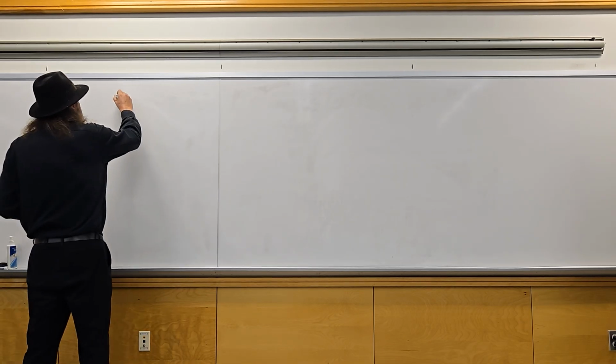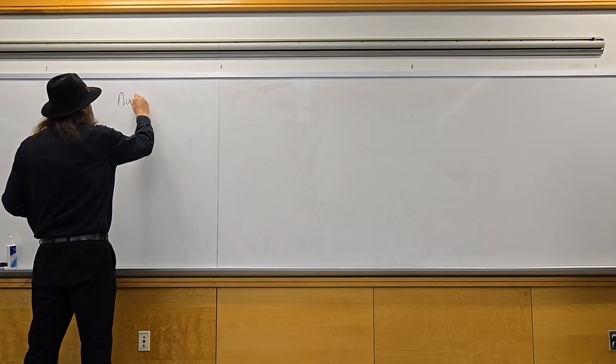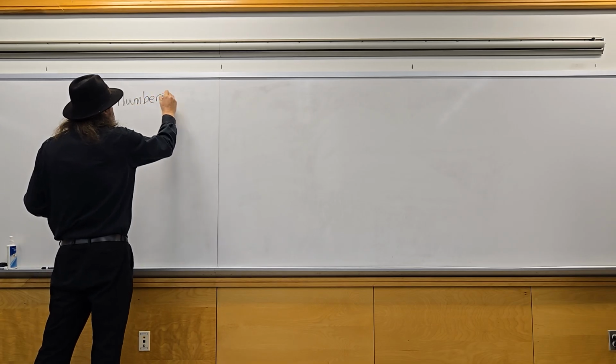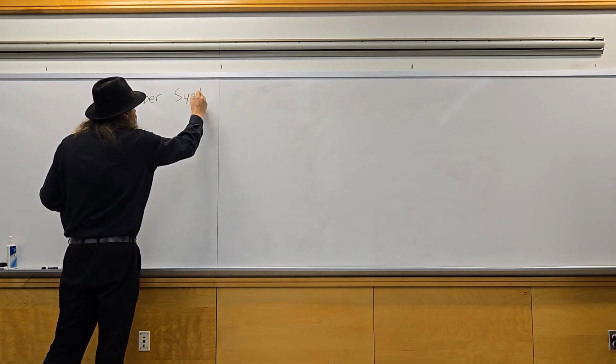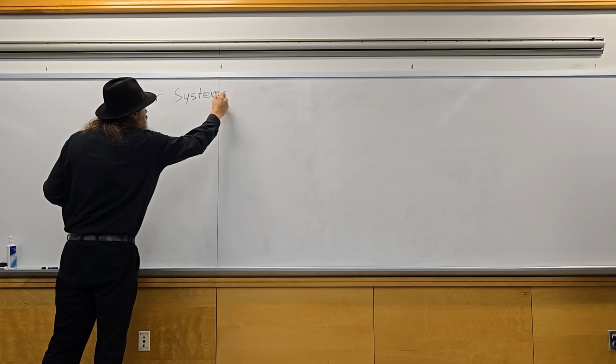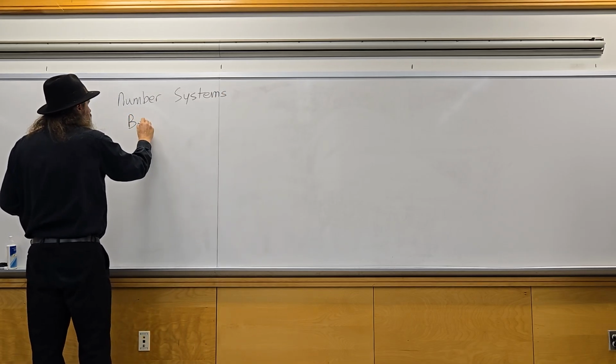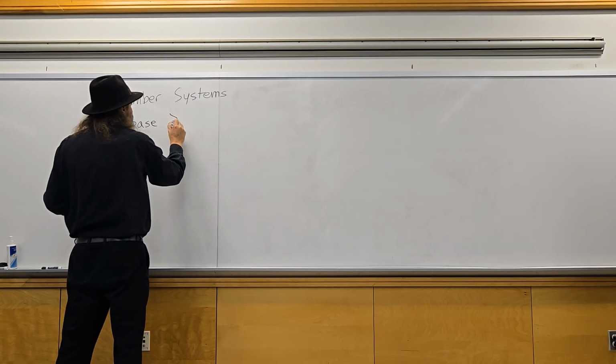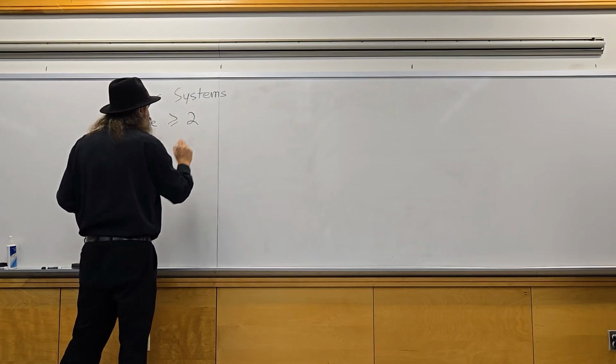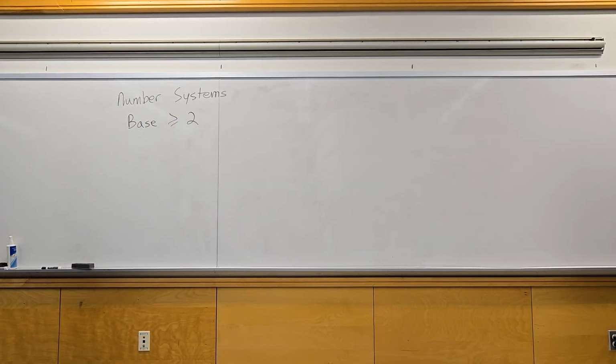Okay, basic number systems. A number system can have a base that is greater than or equal to 2. You can't have a base 1 or a negative number.